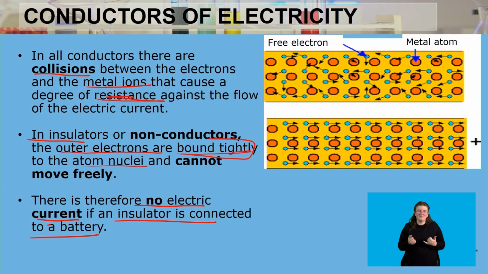Now, in this case, because those electrons are tightly bound, they are not able to move anywhere, so therefore there won't be any current generated. And whenever we connect our battery to that particular substance, being an insulator, there's not going to be any movement of the electrons from the negative terminal to the positive terminal.